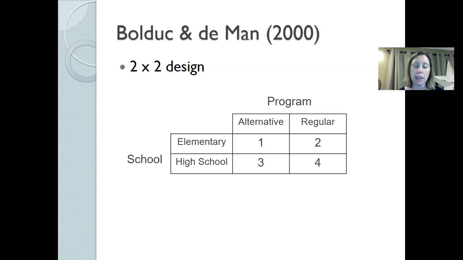The second question we can ask is, do kids in the alternative program compared to those in the regular program have different levels of self-esteem? And that's looking at the main effect of program. And then the final one is the question about the interaction effect. So do the effects of regular versus alternative program differ depending on level of self-esteem?